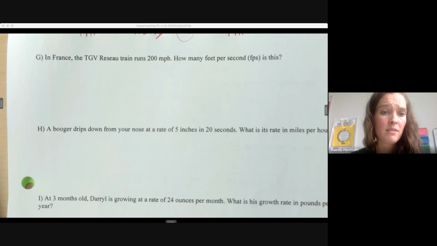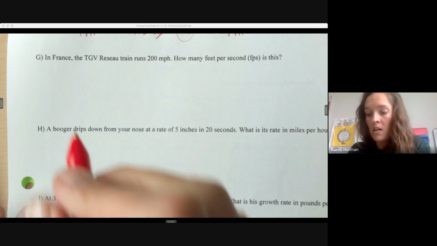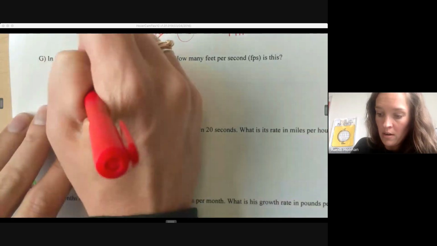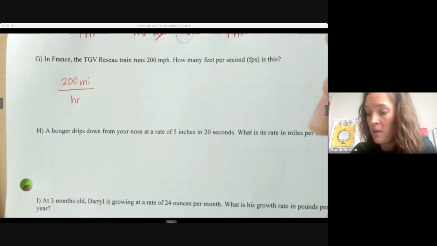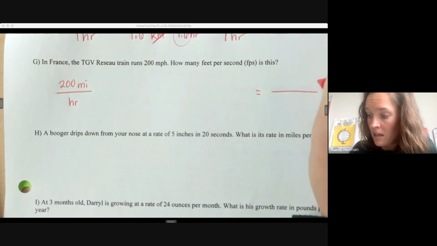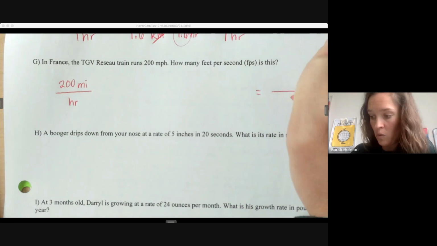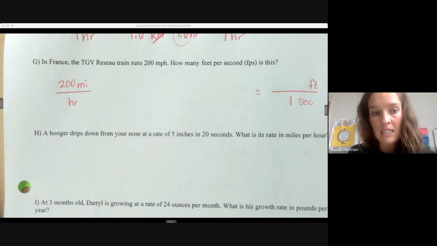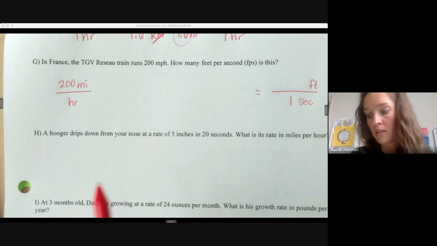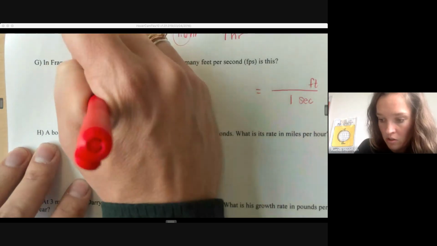In France, we have this TGV Réseau train. It runs 200 miles per hour. How many feet per second is this? So we're starting out with 200 miles per hour. Oh, now we got to change both of them because what I want to end up with is feet per second. Feet per 1 second is our goal here. Okay, so that means I need to get miles to be feet and hours to be seconds. Which one you start with, it does not matter. So I'm going to deal with my miles first.